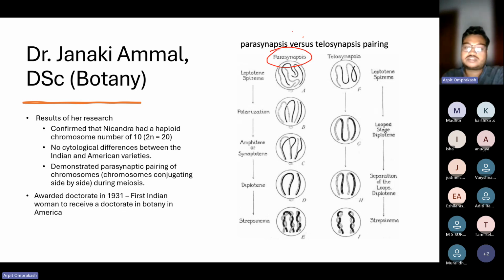Then in 1931, she was awarded her doctorate. She was the first Indian woman to receive a doctorate in botany in America.